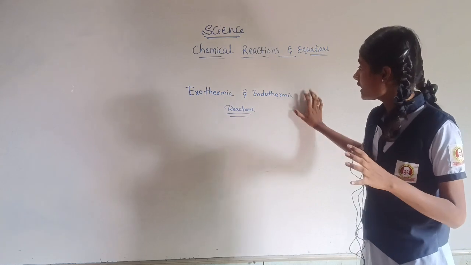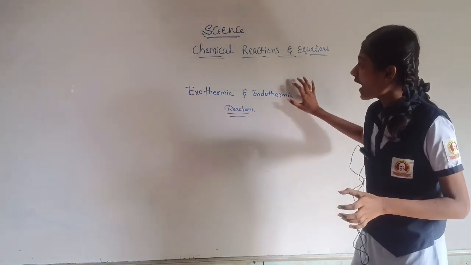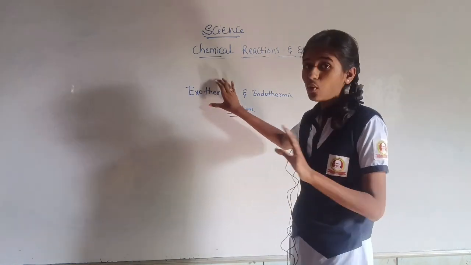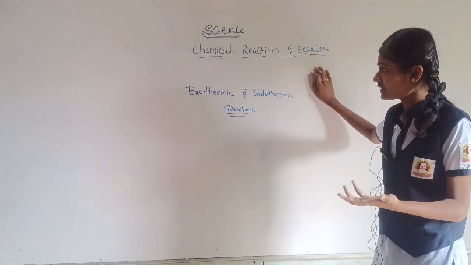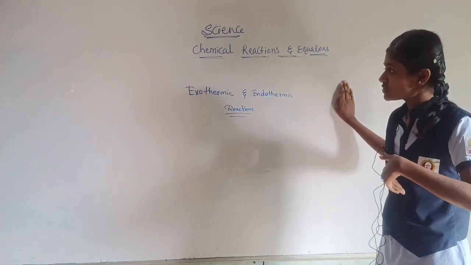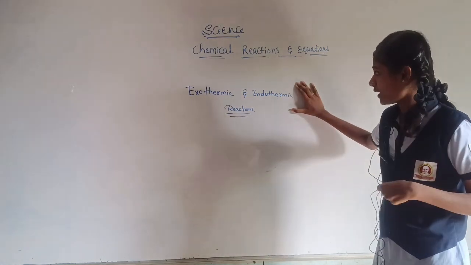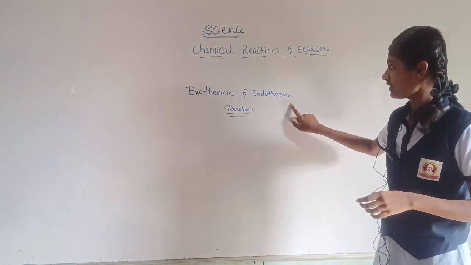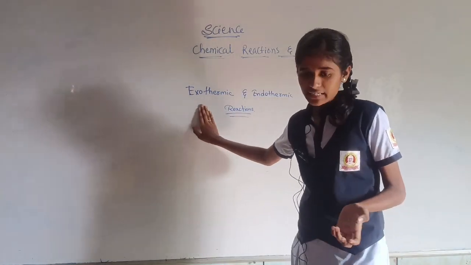Here the energy is required in the form of heat and light. Exothermic reactions release energy, which means they don't need any heat; they release energy in the form of heat or light. Exo means to release, to exhibit out. Endo means to take, to capture. So endothermic reactions absorb energy in the form of light and heat, while exothermic reactions release energy in the form of heat and light.